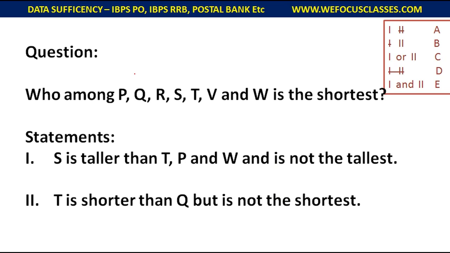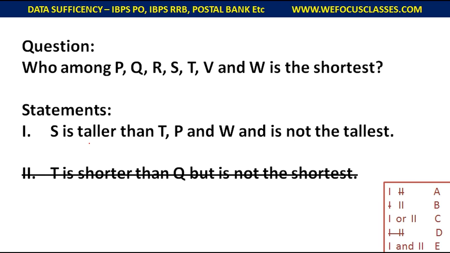Look at the next question. Who among P, Q, R, S, T, V and W is the shortest? So there are 7 persons, and in this he is asking us to find the shortest person. 2 hints are given. Whenever we are using the second hint, first we try to solve the problem by using the first hint. Then ignore the second hint.